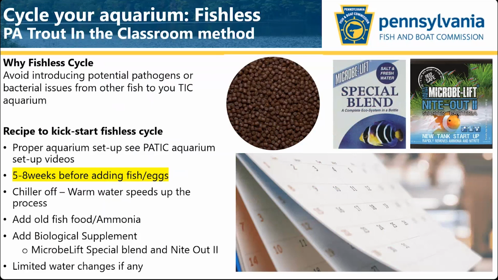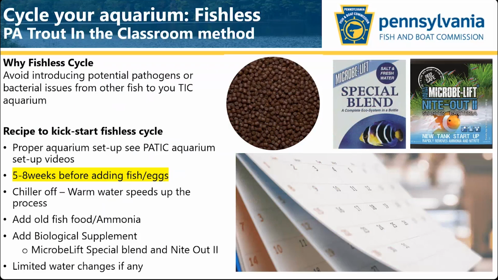One of the best ways that we found to do this was to keep your chiller off, because the bacteria perform better at higher water temperatures. So your standard room temperature would be fine. That's another reason why it takes anywhere from 5 to 8 weeks. As you're doing this, you would turn your chiller on within the week or so, maybe 4 or 5 days before you actually get your fish or your eggs, to cool it down to the temperature that's required to raise your fish.